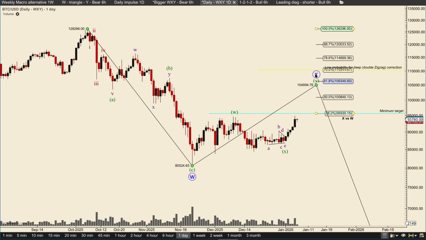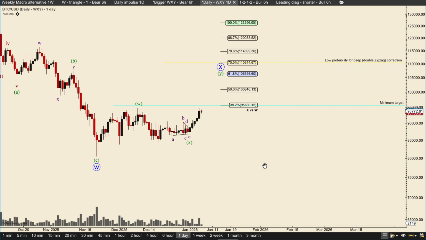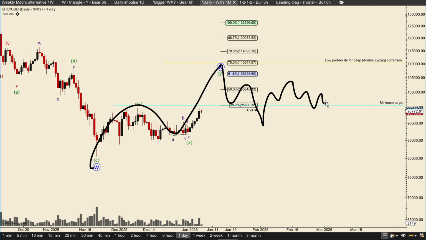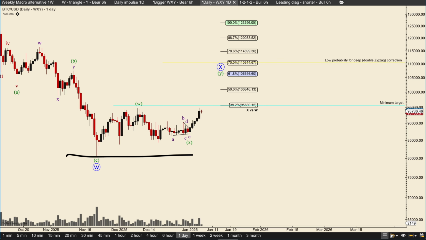And if this is a corrective structure, we are looking to either take the low here, or we are looking to finish in a triangle like that. So A, B, C, D, E, and if I do it like this, maybe it's a bit unclear. So a triangle like A, B, C, D, E, like that. So we have W, X, Y, and after that we go. That is basically the only scenario where we don't really take out this low.